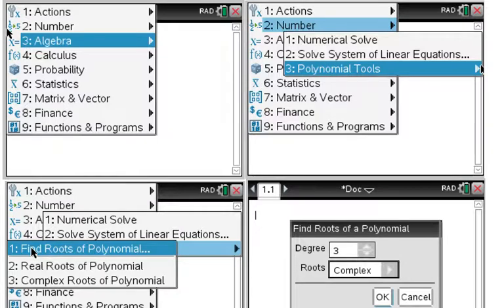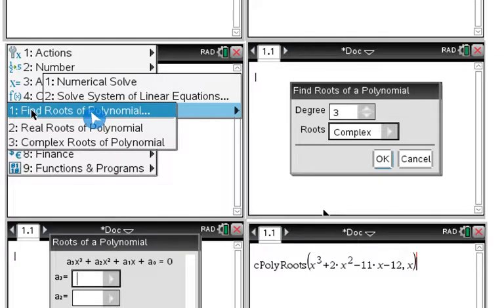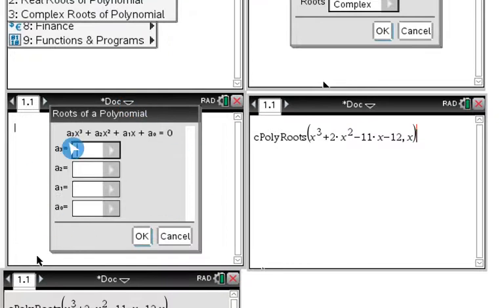We go to a calculate screen, hit menu, go down to algebra. From algebra you click on Polynomial Tools. It's not a number, it looks like it is, but it's actually algebra. Polynomial Tools. Do find roots of polynomials. Then you've got to tell us the degree, and you can choose from real or complex. Always click here and turn it to complex, because complex will tell you the real roots plus the complex ones. Works much better.